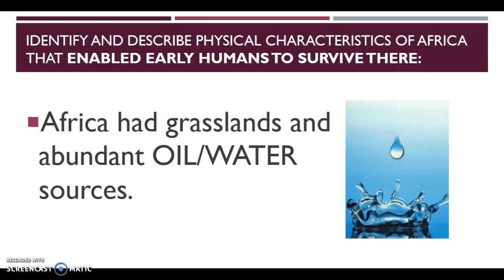Identify and describe physical characteristics of Africa that enabled early humans to survive there. Africa had grasslands and abundant oil or water sources.